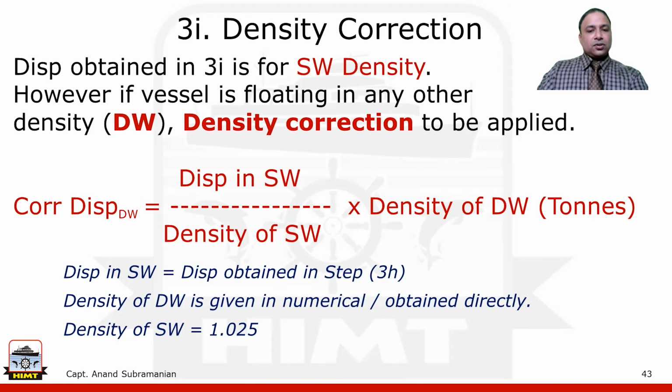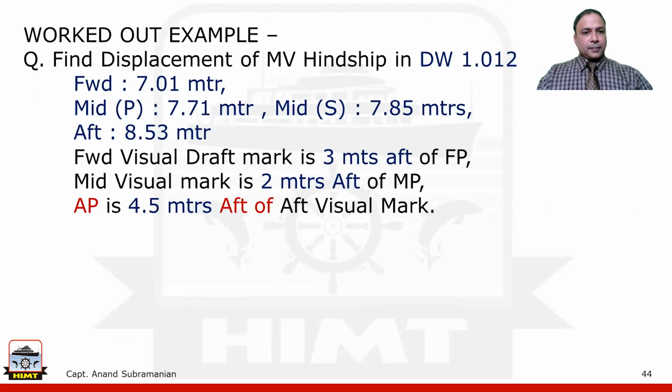The density of salt water, as we know, is always 1.025, so you can use that figure directly and get the answers out. So this is the final corrected displacement of the vessel in case the density is different from salt water. Now that is the final displacement we need.